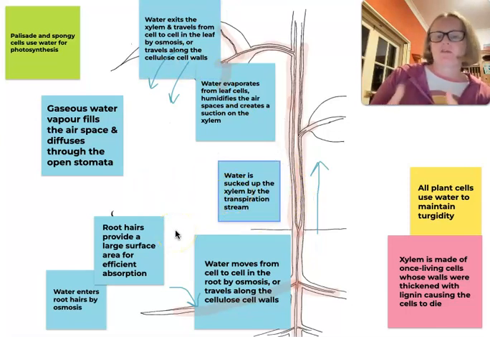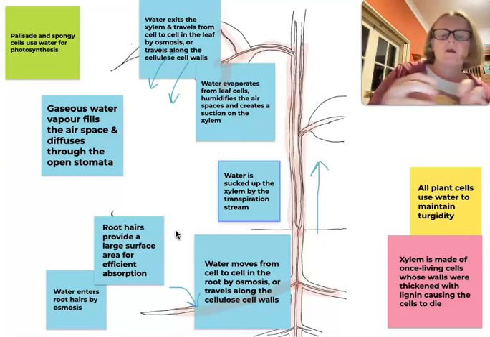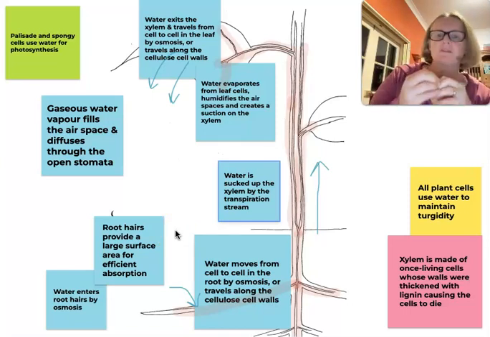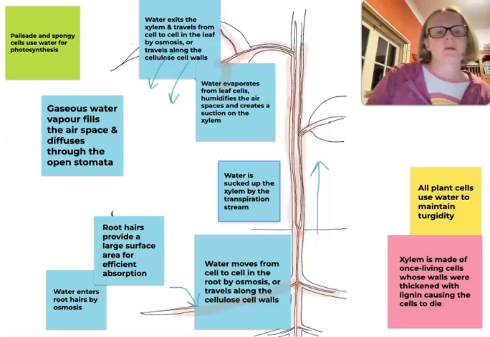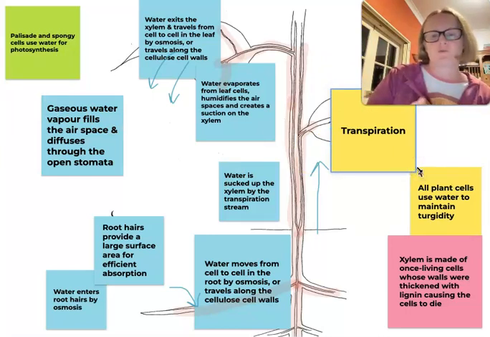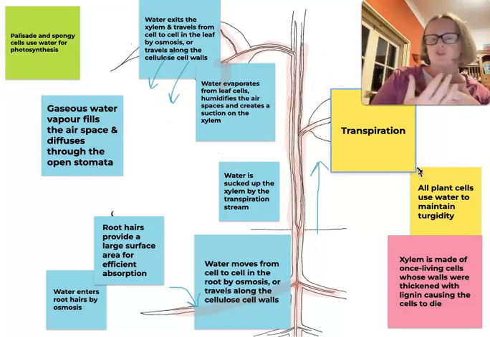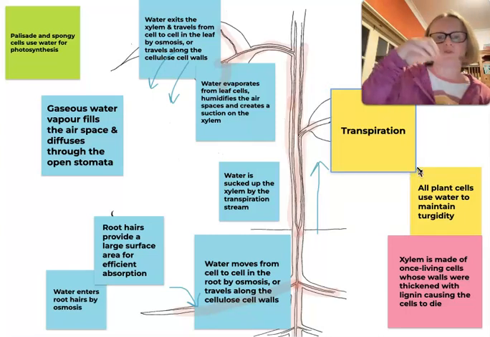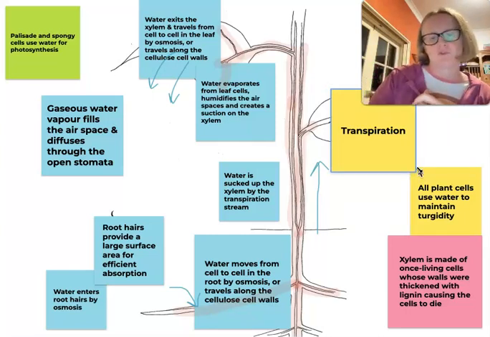And that is then having a knock-on effect in the roots because water is being pulled through into the xylem from each root cell, and the roots are getting their water from the soil. So this whole thing is called the transpiration stream. Transpiration is the evaporation of water from the leaf, and the transpiration stream is the pulling of water up the stem from the roots. That's how water moves through plants.